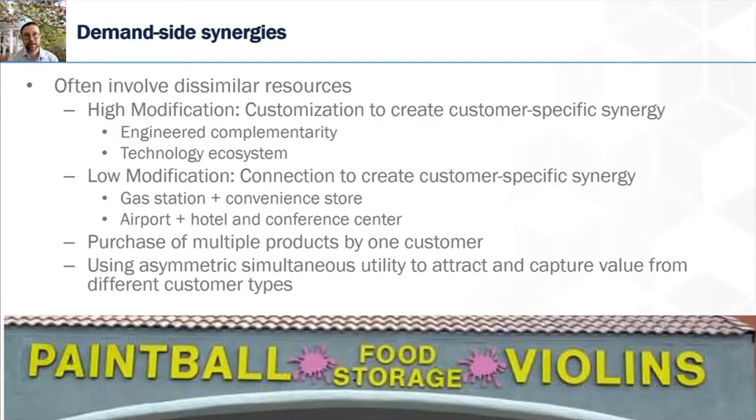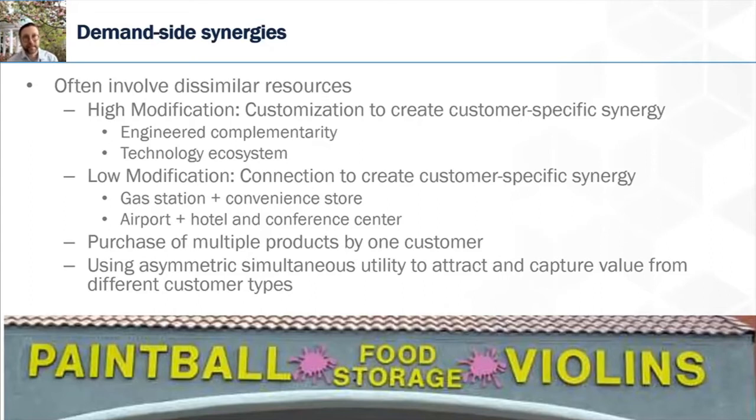However, when demand-side synergies are created with electronics products, for example, Apple's iPhone and the Beats headphones, that would be an example of engineered complementarity where they've been modified to work better together, and value is only realized when you use both of those at the same time. So if you're using Beats headphones without the Apple product, you're not really realizing any value from that engineered complementarity. Similarly, if you're using the iPhone, but not any of their special headphones designed to create these complementarities, then you're realizing no value from that complementarity.